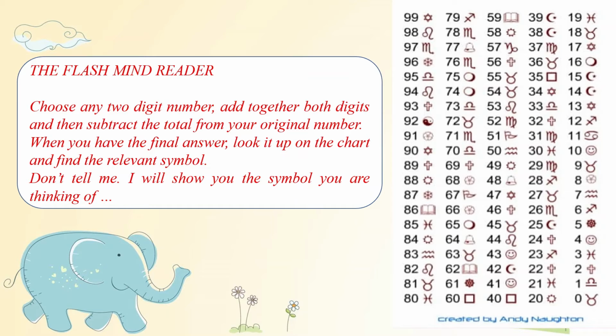Here is just a fun game for you guys to play. The Flash Mind Reader. Now I want you to choose any two-digit number. For example, let's say 81. You add together both digits. For example, 8 plus 1 is 9. Then you subtract the total from your original number. When you have the final answer, look it up on the chart to find the relevant symbol. Don't tell me, I will show you the symbol you are thinking of.